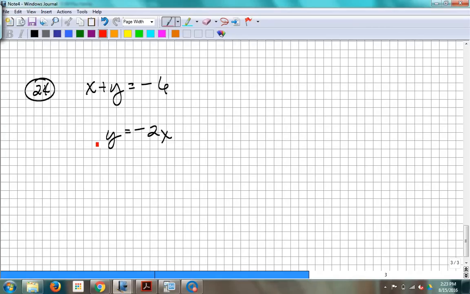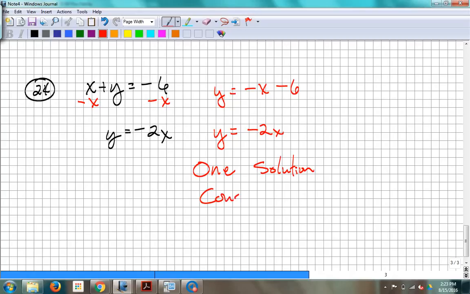What do we need to look at in order to decide what's going on? The slope. Okay, how do we find the slope of the first one? Well, I'm going to get y by itself. Negative x minus 6, and then this is y equals negative 2x. Are those the same slope? No. So what do we know? One solution, consistent, and independent. Because the slopes are different. Doesn't matter what's going on with the y-intercepts. The slopes are different.